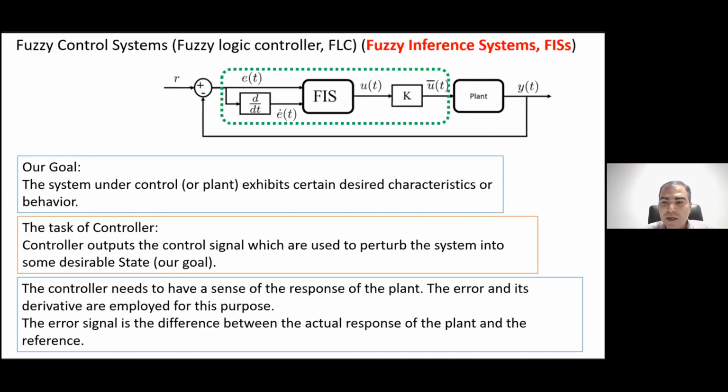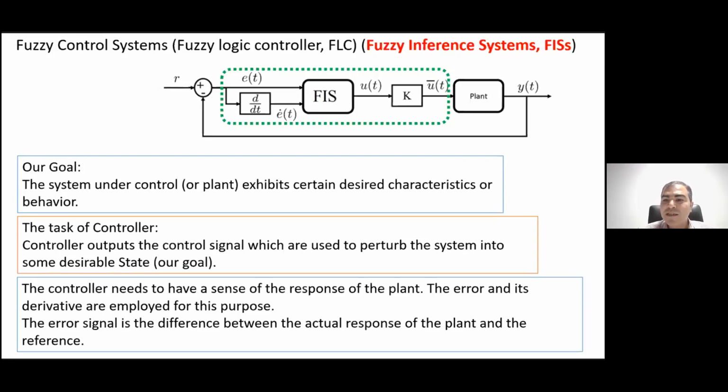There is a system, a dynamical system, that sometimes is called the plant. Our goal is that the plant exhibits certain desired characteristics or behavior. The desired behavior here is assumed to be tracking the reference denoted by R. For achieving the goal, we need a controller.